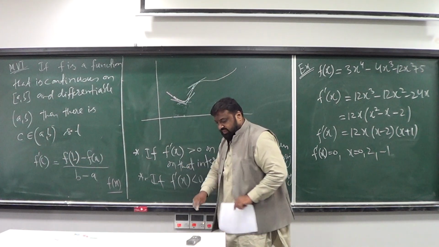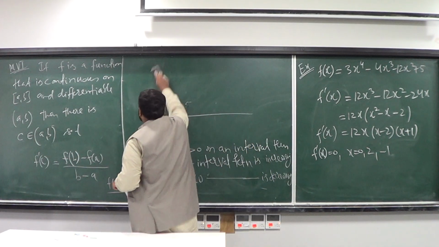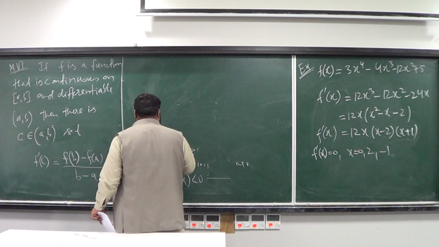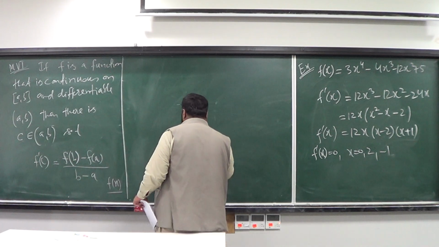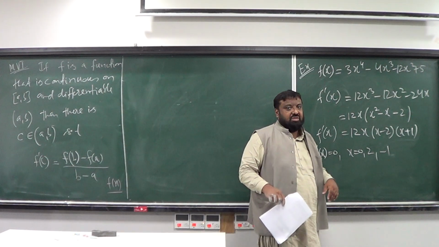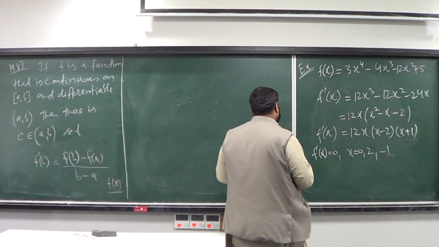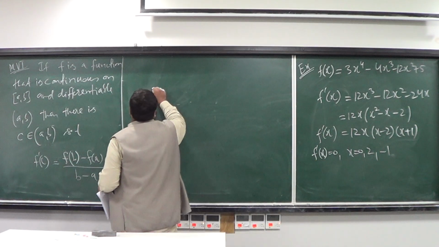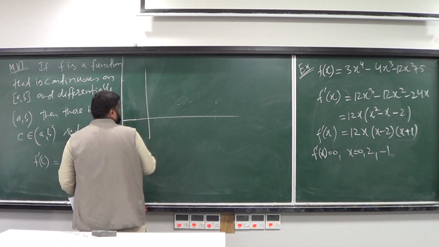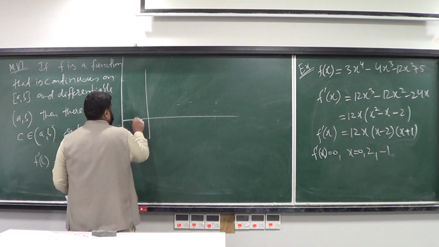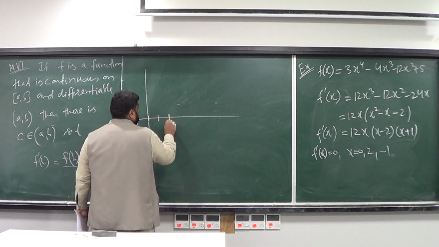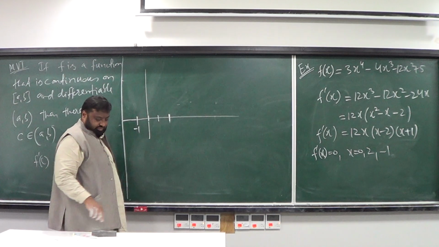Now, why are these critical points important? Because before and after a critical point, the function is either going to change its behavior or not, because some critical points can be inflection points as well. So what is the best way to do this? Take your xy axis and see where is -1. So let's say that this is -1. Where is 0? So this is 0. And where is 2? So 1, and say this is 2.